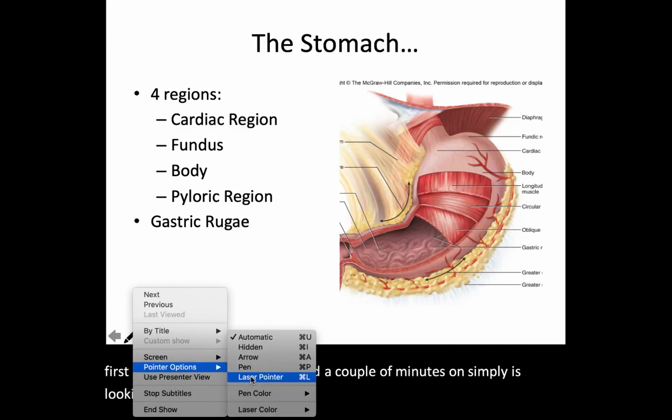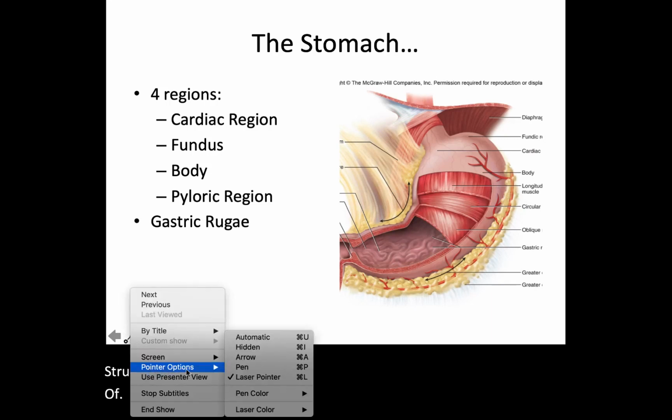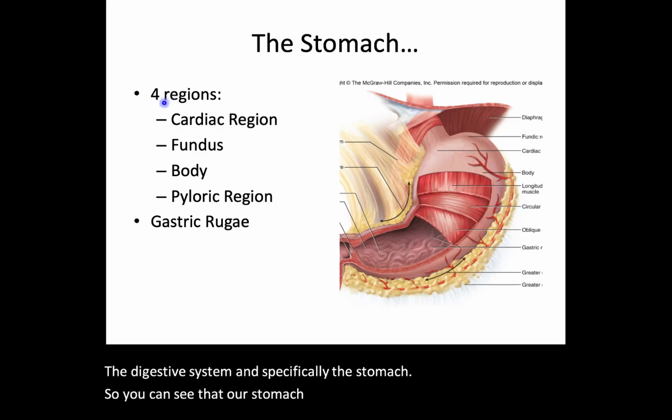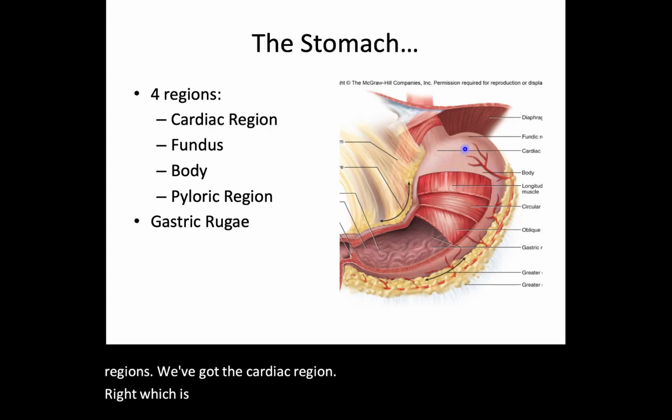This first slide that we're going to spend a couple minutes on is simply looking at the various structural regions of the digestive system, and specifically the stomach. So you can see that our stomach here is really divided into 4 specific regions. We've got the cardiac region, which is right here, so called because it is directly inferior to the heart.